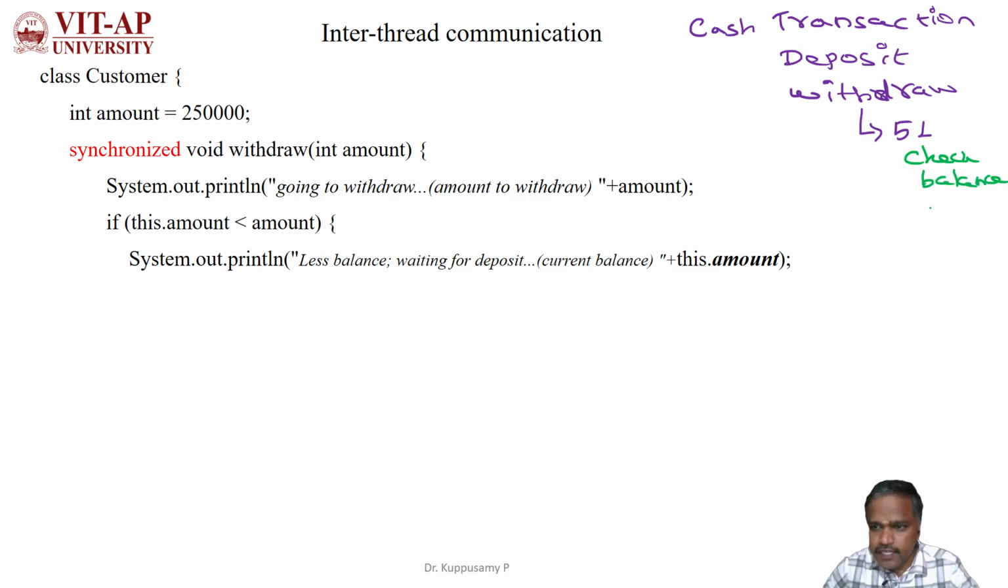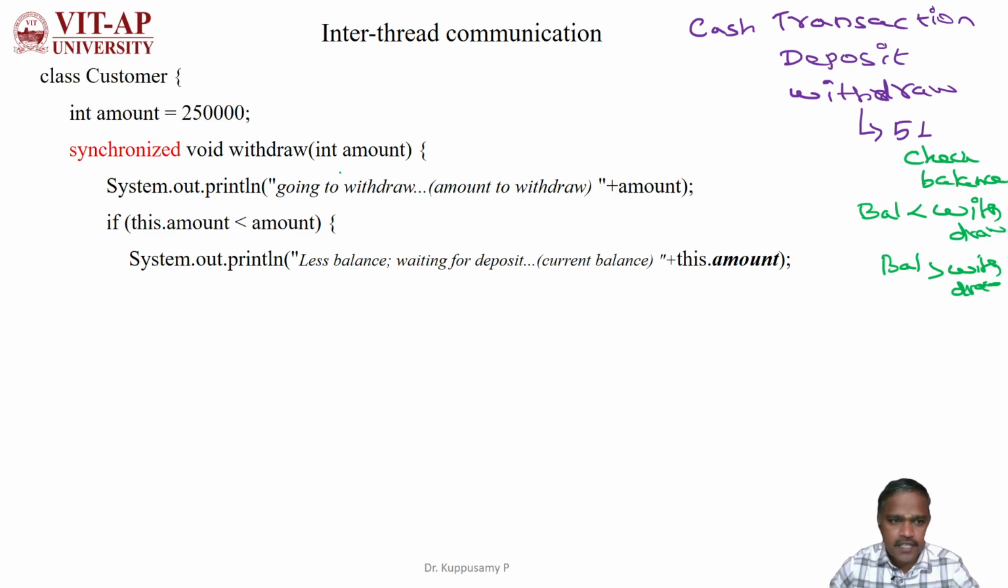If the balance is less than the withdrawing amount, then it should give an alert that your account does not have a sufficient amount and you have to wait for a deposit. If the balance is greater than the withdrawing amount, then it will release the amount from the specific account.